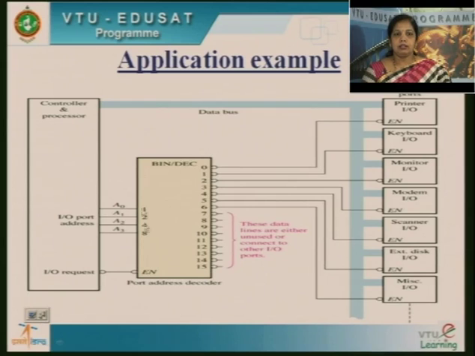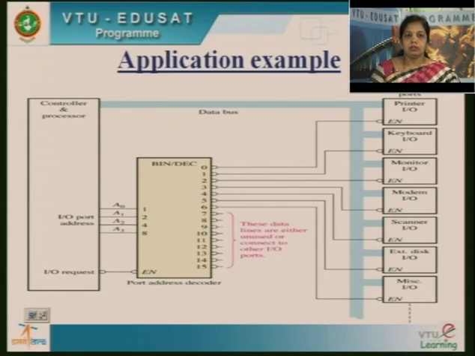We call this decoder a port address decoder, since I am using this decoder to address, to select many devices. Of the outputs of this decoder, you can see we are using only 6 outputs. The rest are left unused, so anytime they can be reconnected or used. These lines can be either unused or you can connect them to any other IO ports.